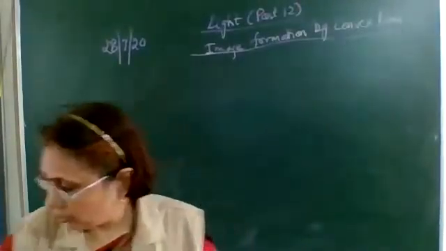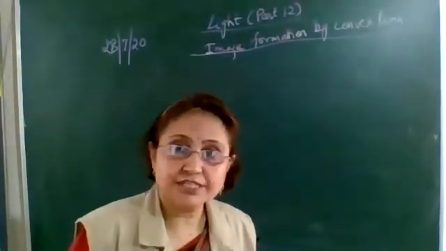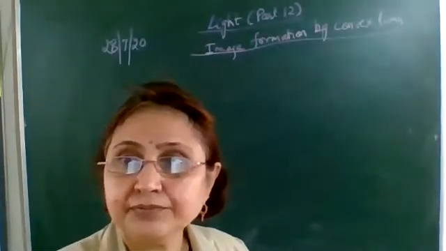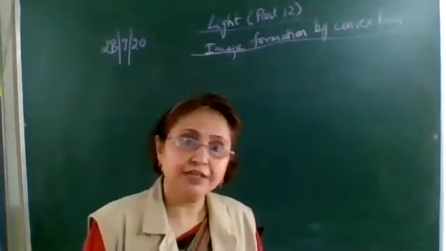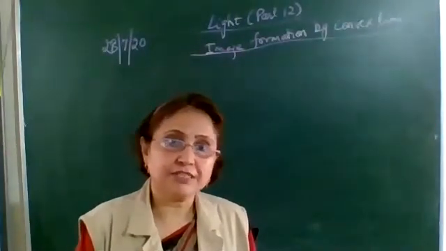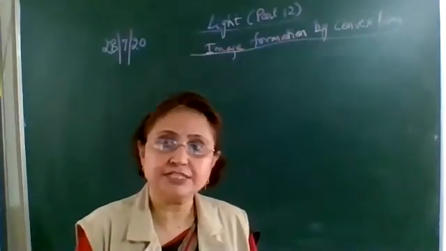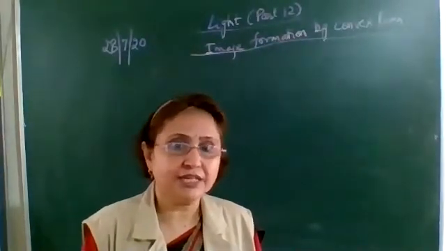Okay, so two image formations we have already studied. When the object is placed at infinity, that is very far away, the image formed by a convex lens is at focus, that is at f2, which is a point size image, and the image is real and inverted.